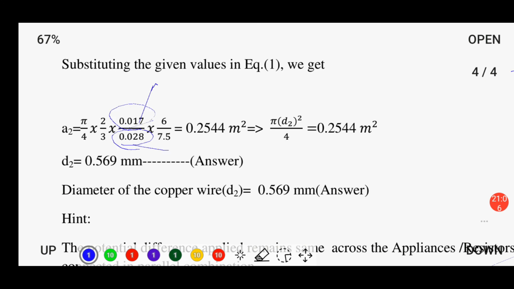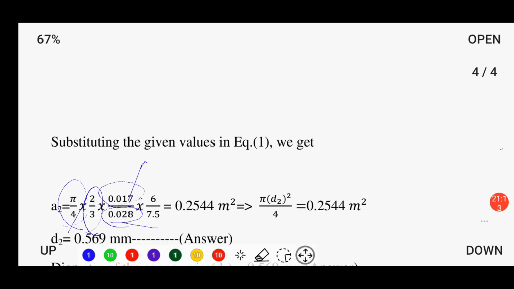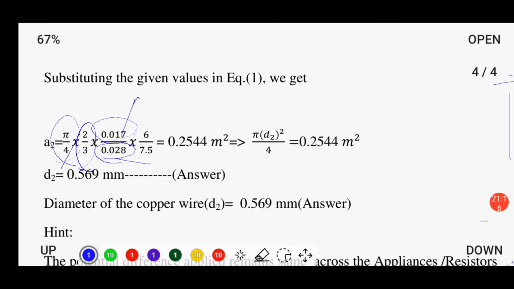0.017 divided by 0.028 multiplied by pi by 4, where pi by 4 mm square is the area of the cross section of the aluminum wire, and the ratio of the lengths of both the conductors comes out to be 2 by 3 multiplied by 0.017 upon 0.028. These are the resistivities of the conductors, and these are the lengths of both the wires, 6 and 7.5. On calculating, we get the value of the area of the copper wire. Value of the area of the copper wire comes out to be 0.2544 mm square.